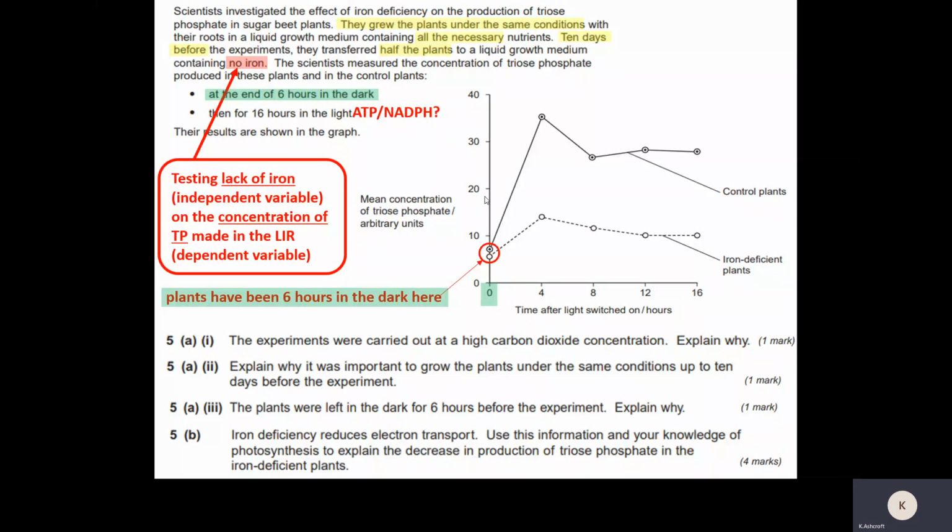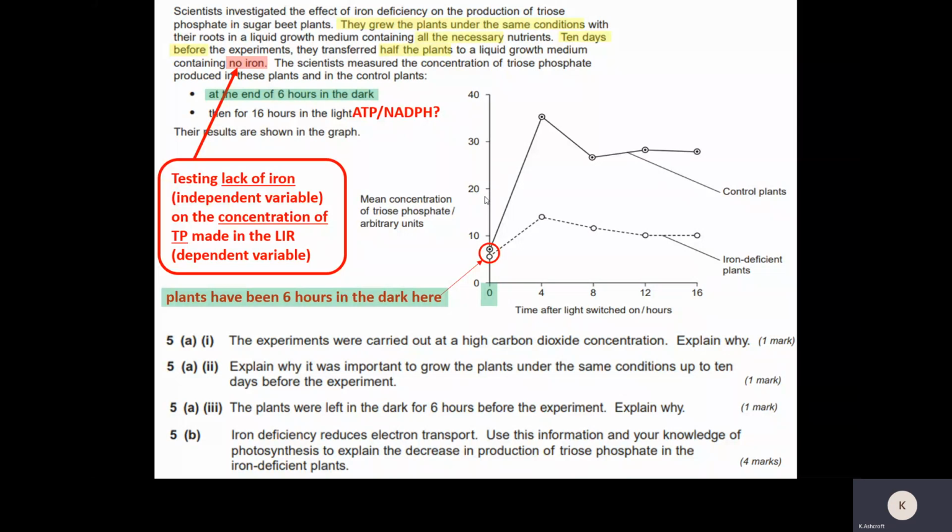But if there's a reduction in the electrons moving through the ETC, which happens with the lack of iron, then there's going to be a lack of photophosphorylation, because of the diminished electrochemical gradient. And there's also going to be a lack of NADPH. Now, if there's less ATP and less NADPH, it means the reduction of GP to triose phosphate will not occur to the same extent. So that GP reduction step in the Calvin cycle is not going to proceed as much as it would in the control group.